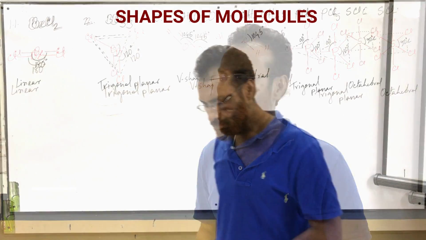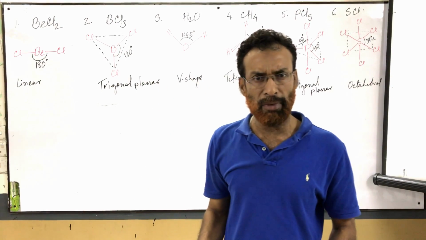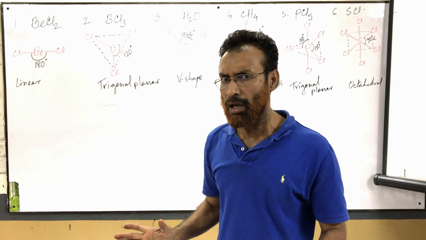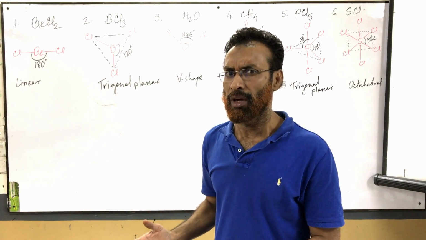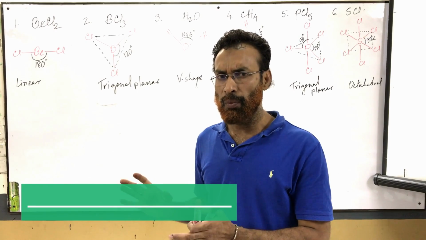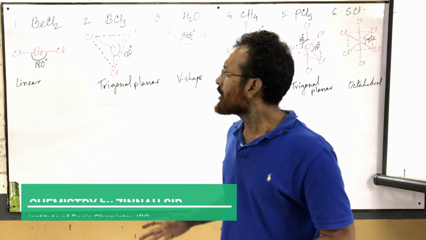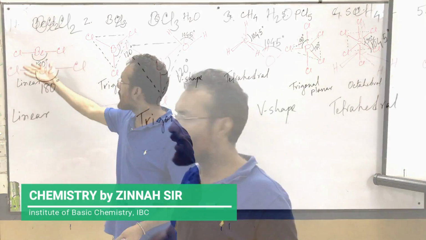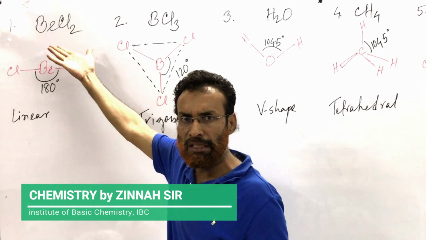these shapes. The formula of the molecules we write may be a molecular formula or even a structural formula. They do not represent the shapes of their molecules. So today we're going to start with some examples first. Here you see the first one is written beryllium chloride. Beryllium chloride we write as BeCl2.